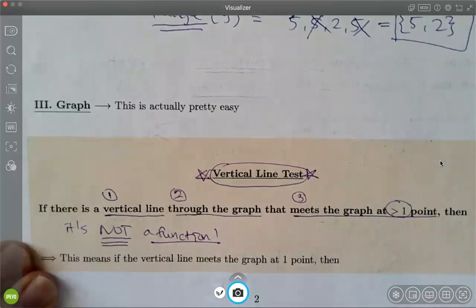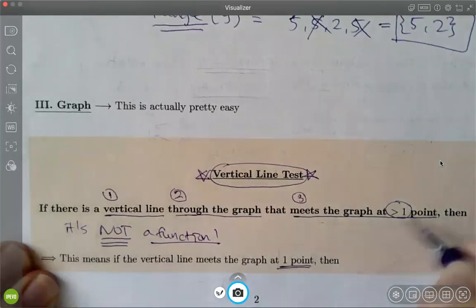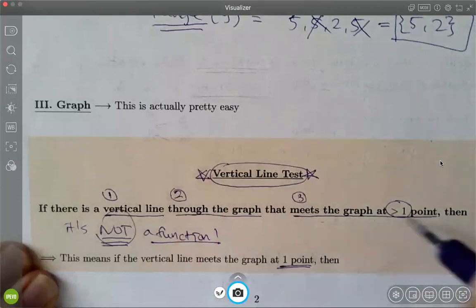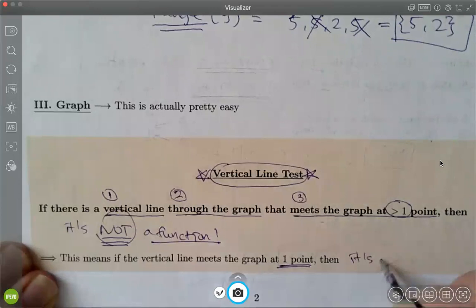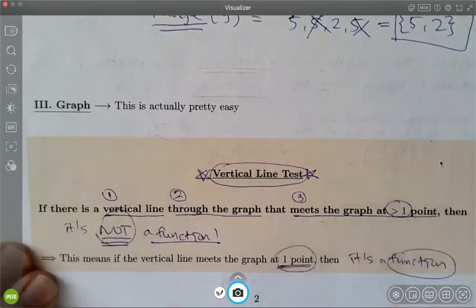Now, on the other hand, if the vertical line meets the graph at exactly one point, what does that mean? So greater than one point, it's not a function. Exactly one point, it will be a function. Okay. So that's the vertical line test.